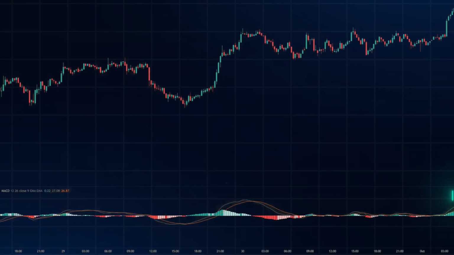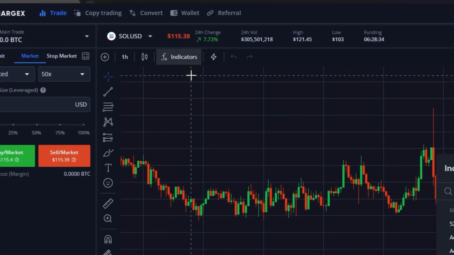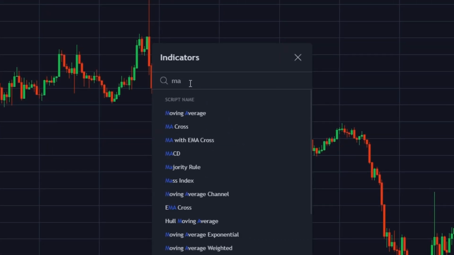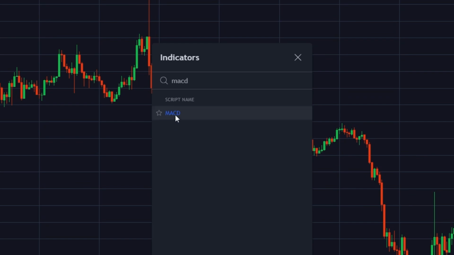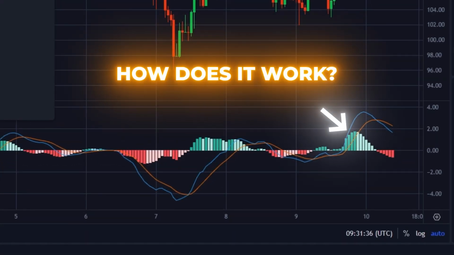First things first, let's add the MACD indicator to our chart. To do that, you're going to go to Margex, and then you're going to go up here to the Indicators tab, type in MACD, and click this top one. Now that we have the MACD indicator added, let's make sure we know how the MACD actually works.